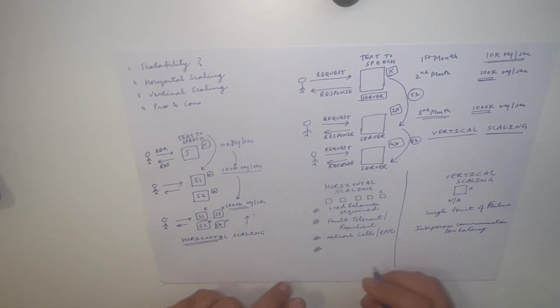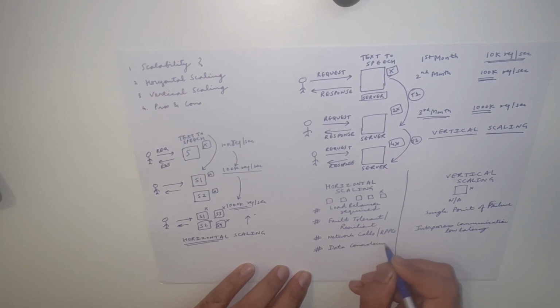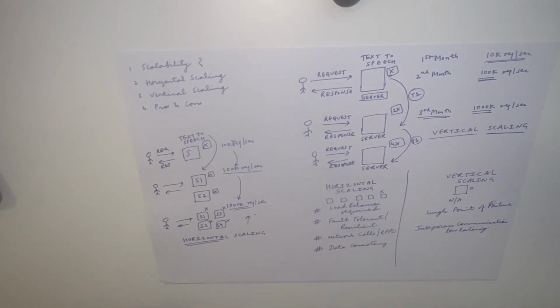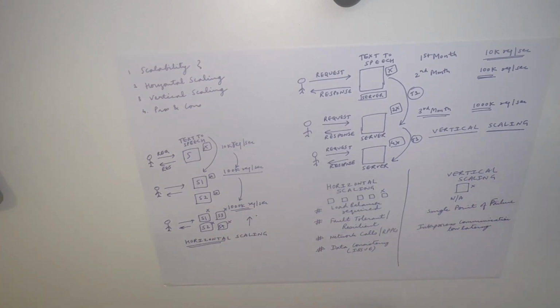The next difference here is going to be with respect to data consistency. Now, because you are working with multiple servers and your data is distributed amongst these servers and they might be talking to their own database, data consistency is always an issue. When it comes to vertical scaling, because you're always working with a single instance, data consistency is relatively easier to implement.